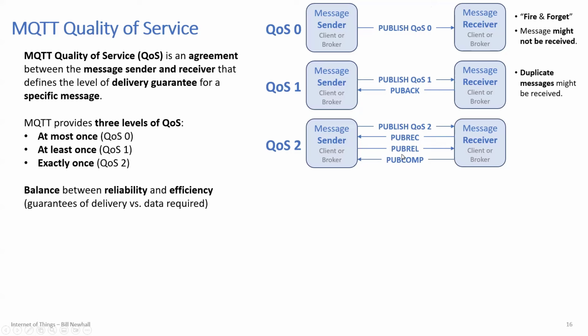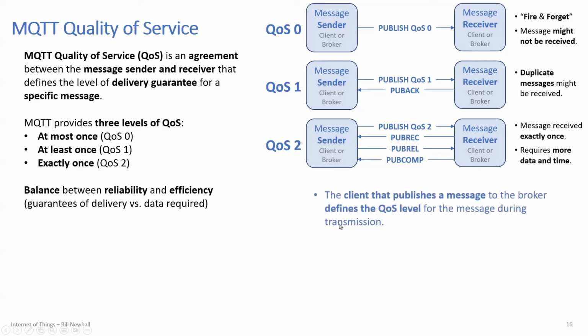for QoS 0 or two packets for QoS 1, it took 4 here. So there's more data being sent over the network, and so it's less efficient from a data perspective, but it guarantees delivery. And this is guaranteeing that the message was received exactly once, but it does require more data and more time. So it's a trade-off.